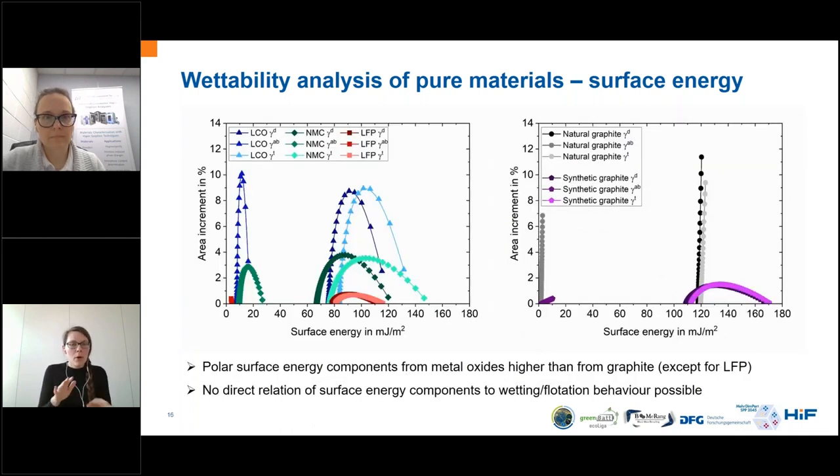If we now have a look at both of them, on the left we have the cathode materials, on the right the anode materials again. We cannot really say there's a general trend, because as we can see, the graphite is so different. We cannot say that the anode behaves like this and the cathode behaves like this. It's more of a complex story. The polar surface energy components are a bit higher for the cathode materials, but also here we have the LFP with almost no polar components. So it's really hard to deduce anything from the surface energy. You really need to see the whole picture at the end.